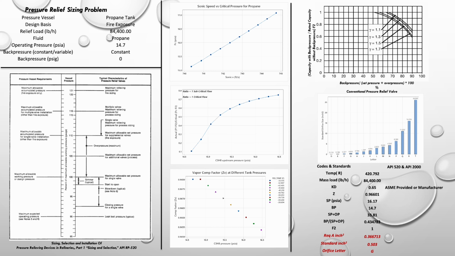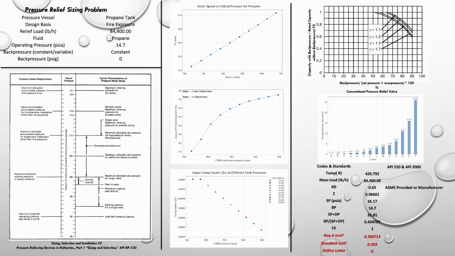So your design basis is going to tell you if it's a fire case or not. If it's a fire case, pretty much it doesn't matter what you're sizing or how many relief valves you have. Your overpressurization scenario is going to be 120%, because that's how extreme it is when you have a fire. Very cool. The fluid is specified, the pressure is specified, the relief load is specified.